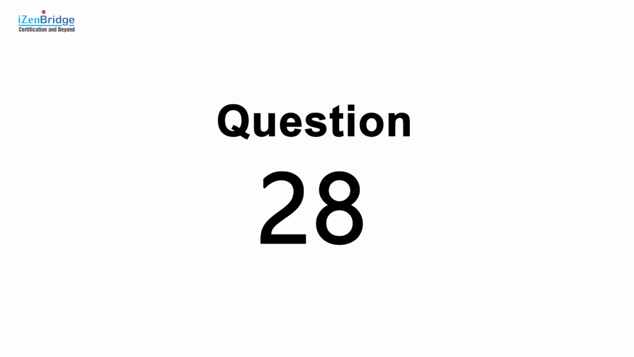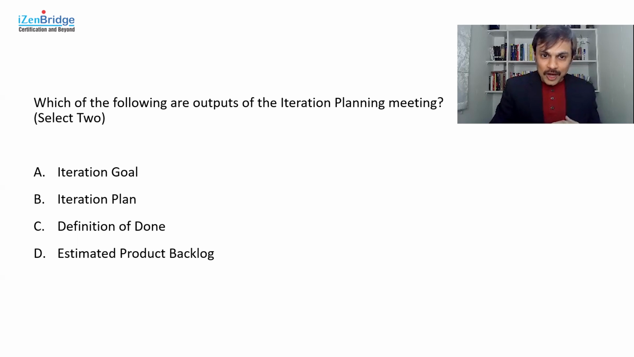Question 28. Which of the following are outputs of the iteration planning meeting? Select two. Okay. Iteration goal, iteration plan, definition of done, estimated product backlog. I let you choose your options.